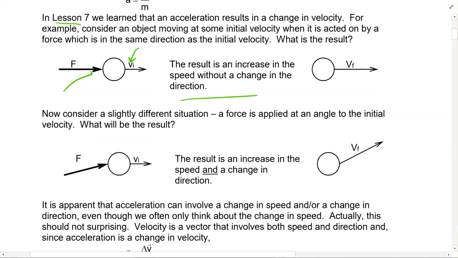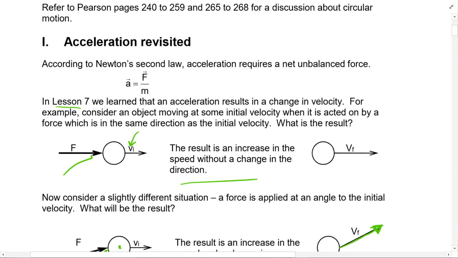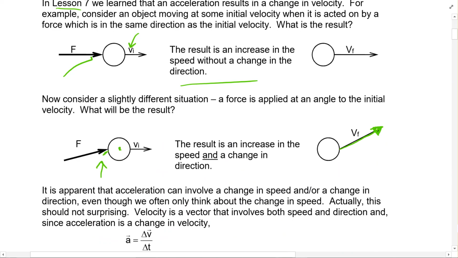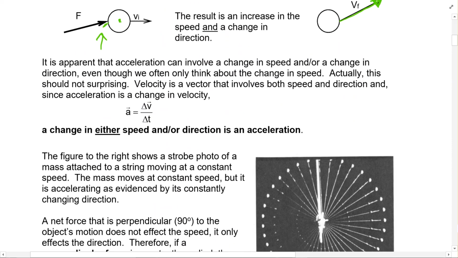Now, if we change it a little bit, look at this next picture down here, and we put the force on a bit of an angle, that's going to do something a little bit different. It's going to change its speed for sure. It's going to speed up a bit because you've got something that was traveling at a constant speed this way, and then you push on it from the side a little bit. It's going to speed up, but it's also going to change the direction that it went. That's what we're going to be doing with our uniform circular motion. So it's just to get you started there.